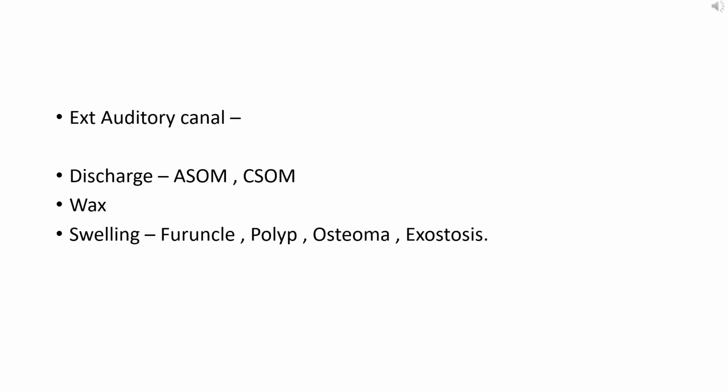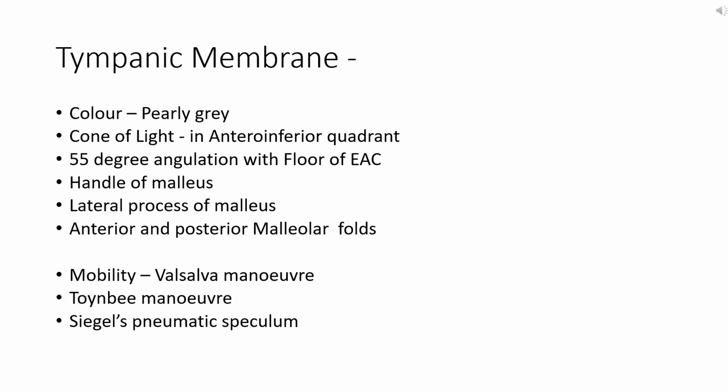Now coming to the tympanic membrane. For the examination of the tympanic membrane, we have to look at various things such as the color of the tympanic membrane. Normally it is pearly gray, or in some books it is also written as pearly white. There should be a cone of light present in the anterior inferior quadrant, situated at a 55-degree angulation with the floor of the external auditory canal. There should be a visible handle of malleus and impression of the lateral process of malleus. There should also be an impression of the incudostapedial joint and opening of the eustachian tube. Impression should also be visible behind the intact tympanic membrane. There will be anterior and posterior malleolar folds.